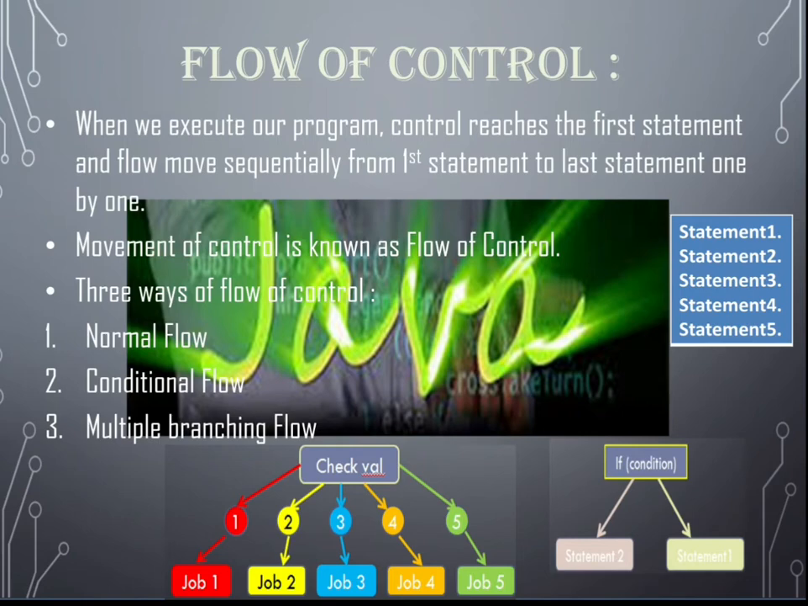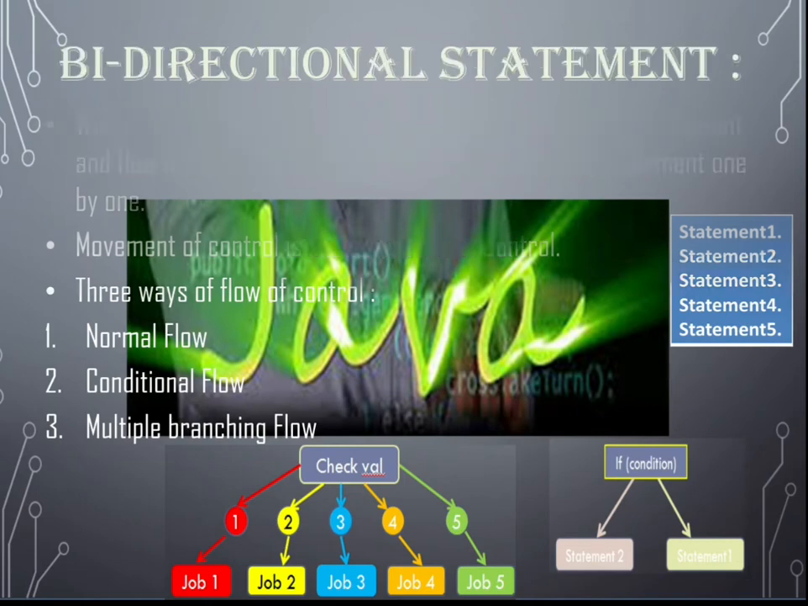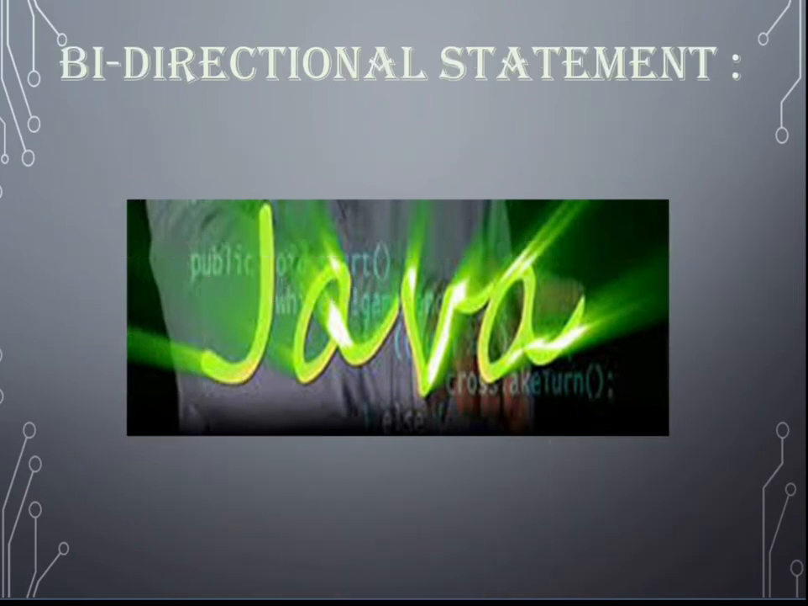When we have a condition and we have to choose one or two or three, then we have conditional flow. And when we don't have any condition, we are moving one by one in sequential order, then it is normal flow. And then I'm moving further with bidirectional statement.